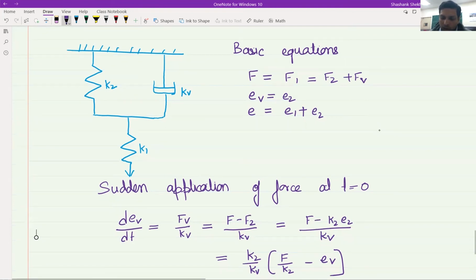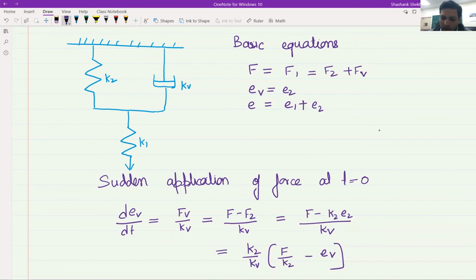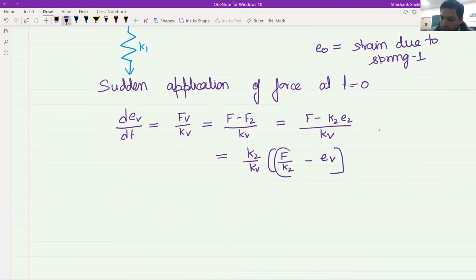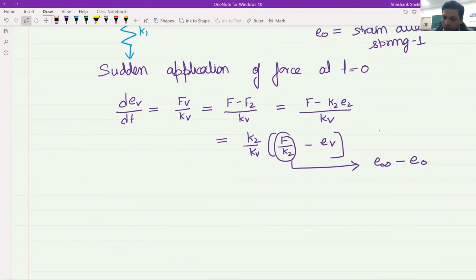Now, this one is equal to, if we assume that the total strain is E infinity, then E infinity minus the strain which was caused by this spring, let's call it E naught. So if the strain because of the spring constant for the first spring is equal to E naught, therefore F by K2 can be written as E infinity minus E naught. And therefore this makes our task a lot easier.